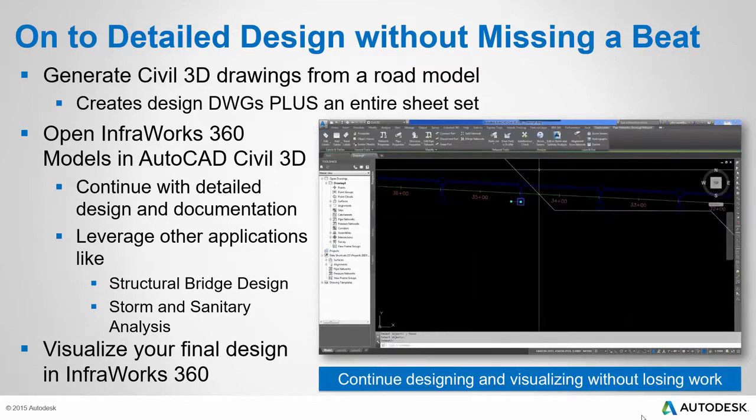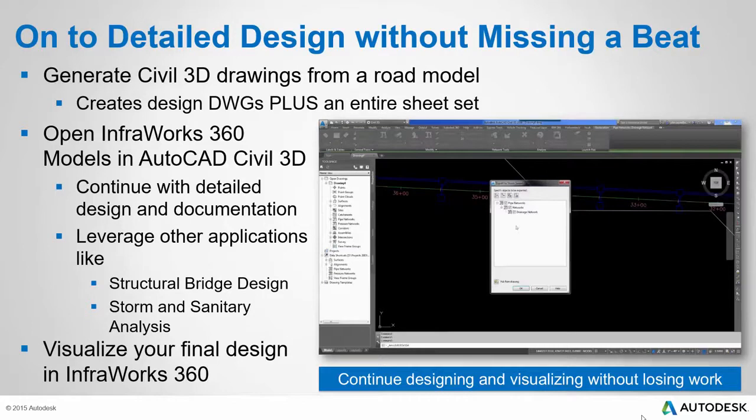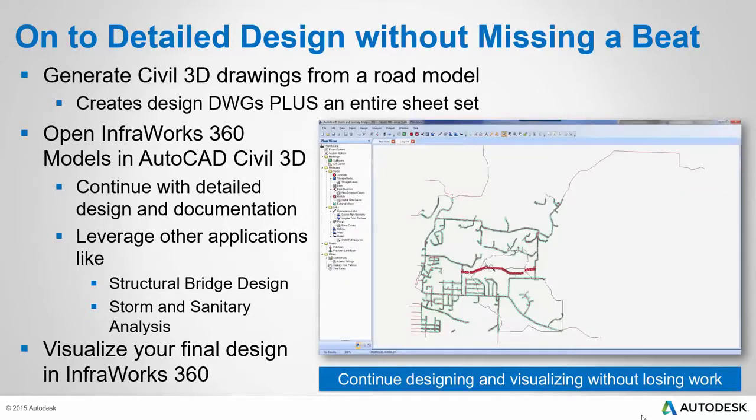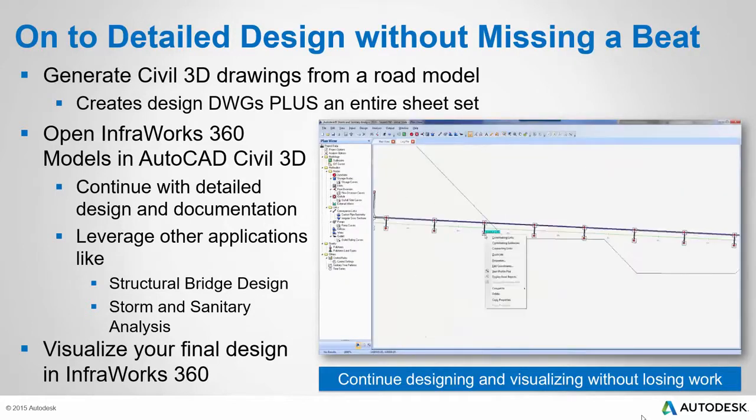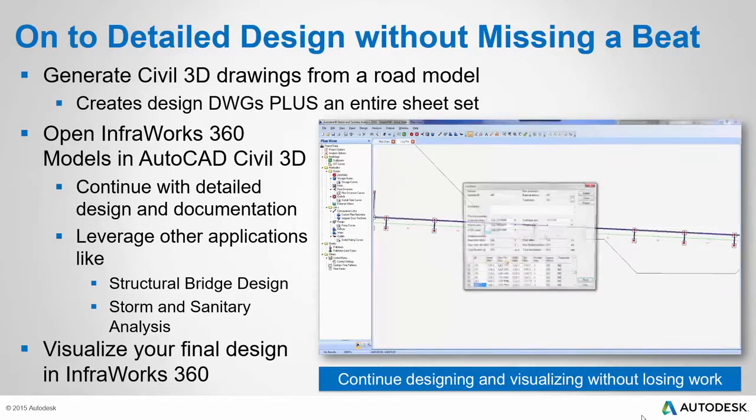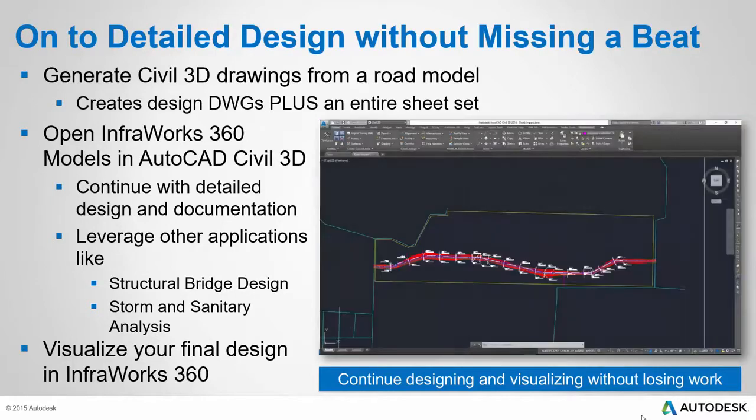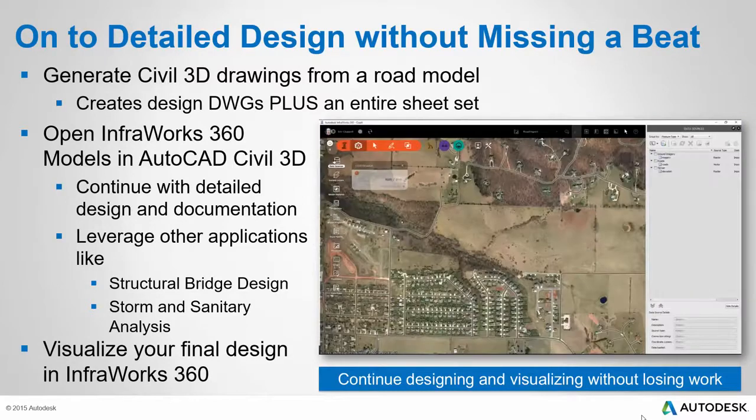And we can take that even a step further by jumping into storm and sanitary analysis and doing a very detailed engineering analysis and design on the individual components of that system. So we can jump from preliminary design to this very detailed design very easily and without losing work and effort. And then finally, we can bring that back around into InfraWorks 360.